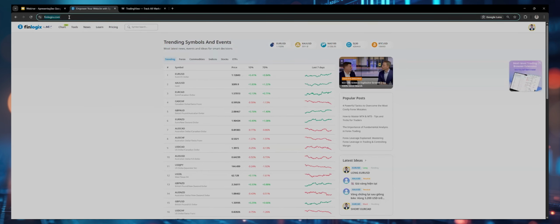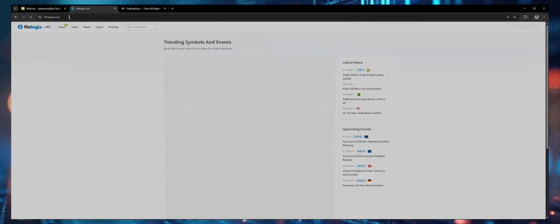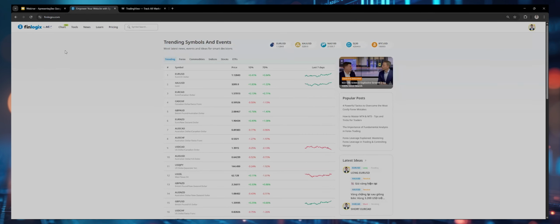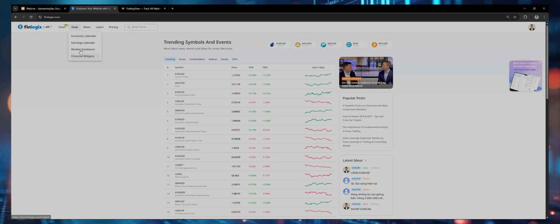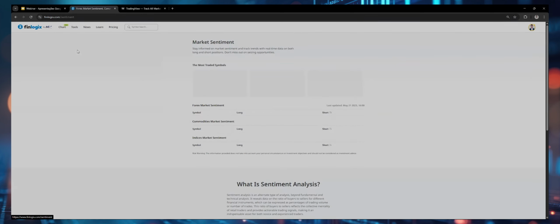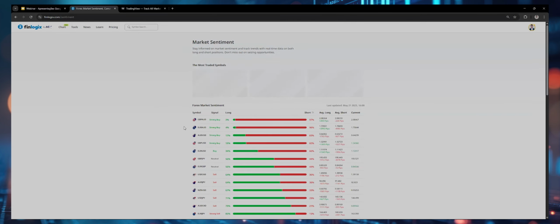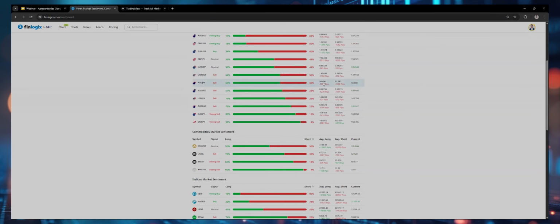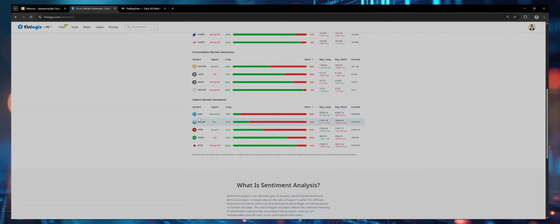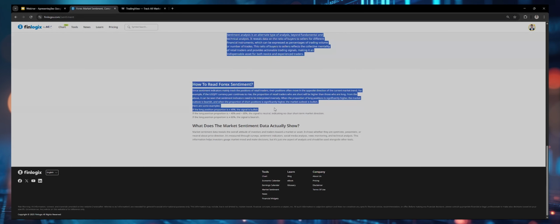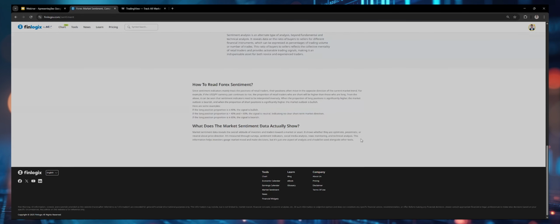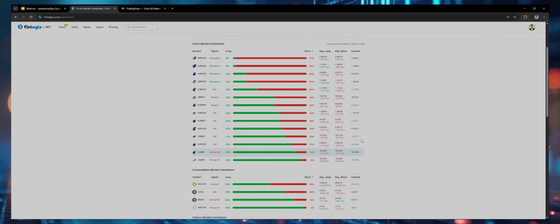You go into Google and then you type finlogix.com, and that's the site you will come to. And then if you go above here where you see the Finlogix logo, you see tools like chart tools, news, learn, and pricing. So you see tools and you go into market sentiment. You click on that, and just wait for that to load. And there you go. So that's the market sentiment. And you have Forex, commodities, indices, and a bit of an explanation of the market sentiment. And that's about it.